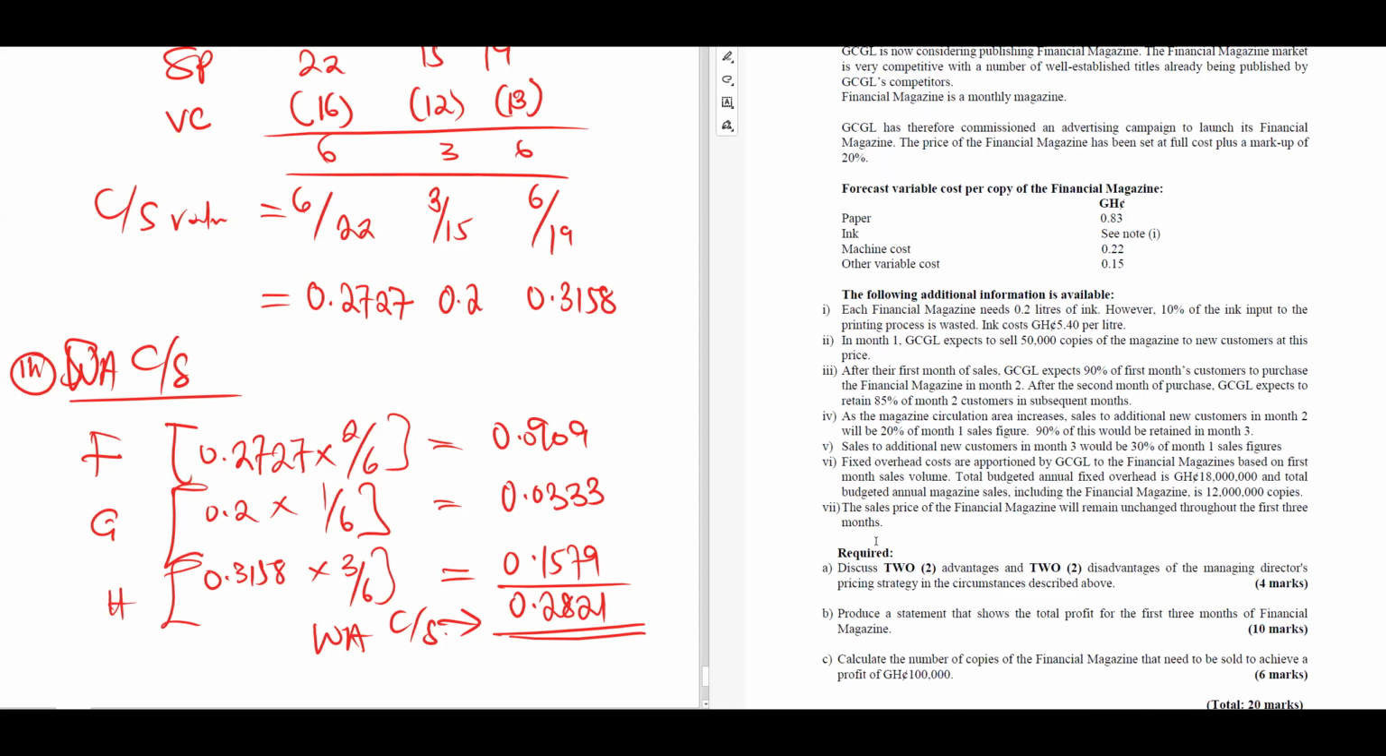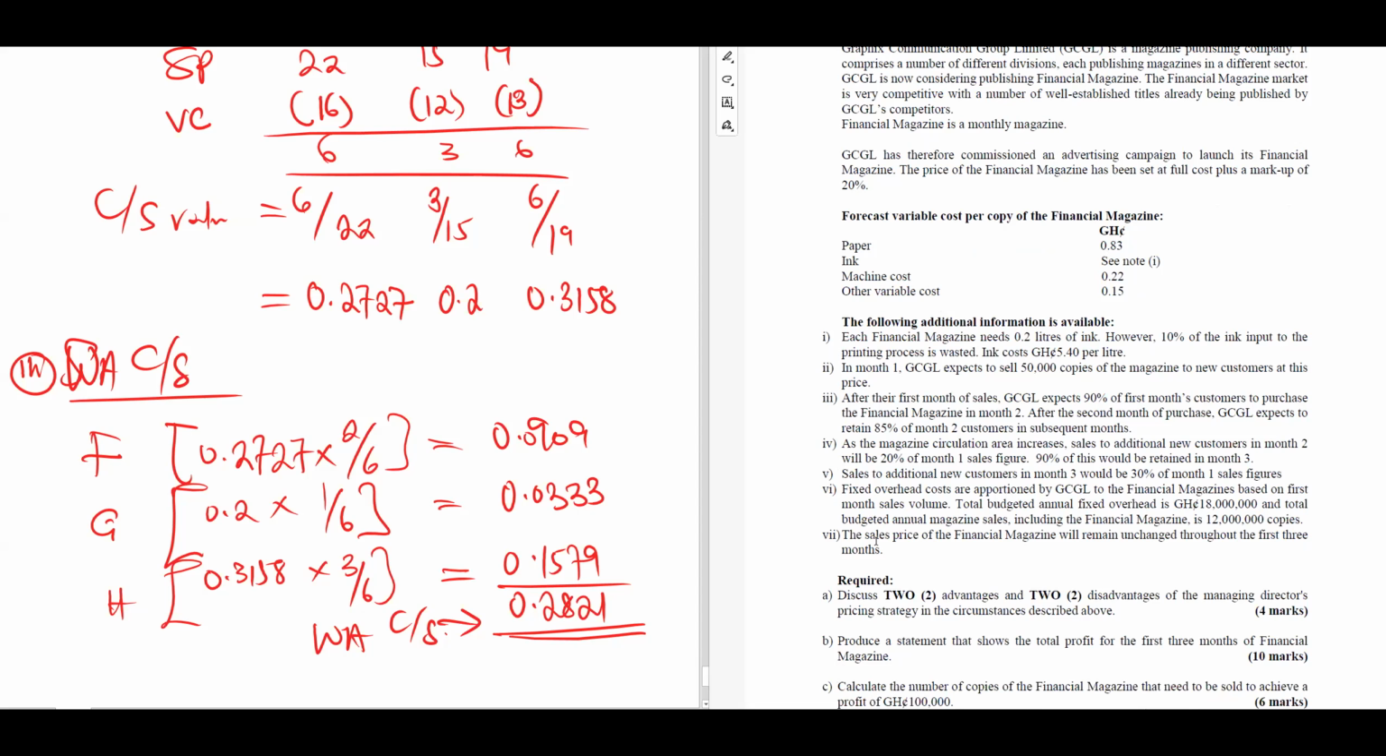CVP. Oh, okay. It can be used, and you can also use it for decision making.